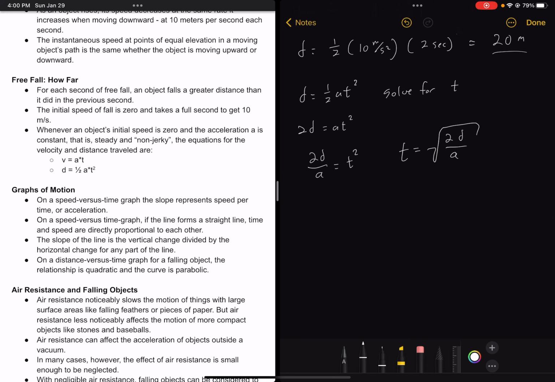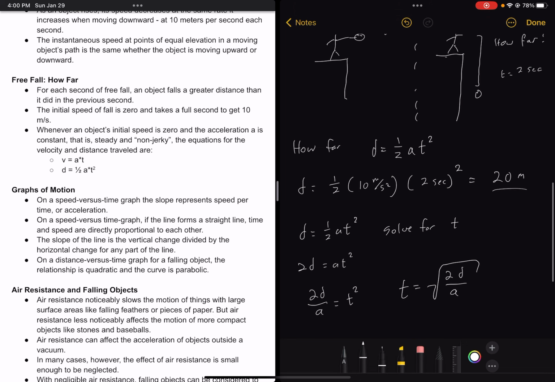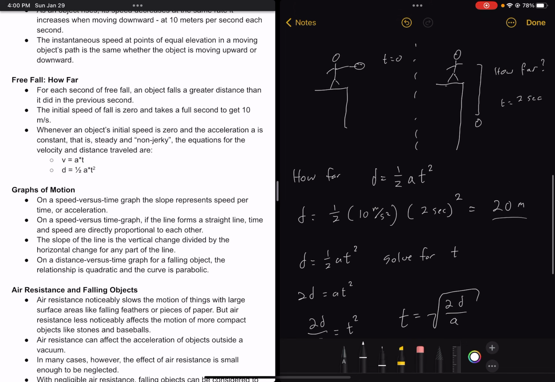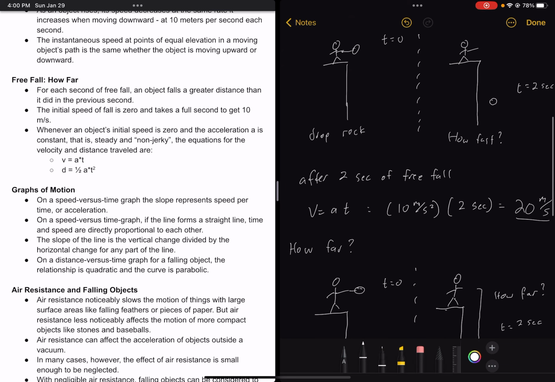I think we've done that before when we measured reaction time. We had to actually use the equation to figure out what the reaction time was. If you know how far something's going to fall using a meter stick, you can then solve for the time just by rearranging the equation. Either way, just remember how far and how fast. These are the equations.